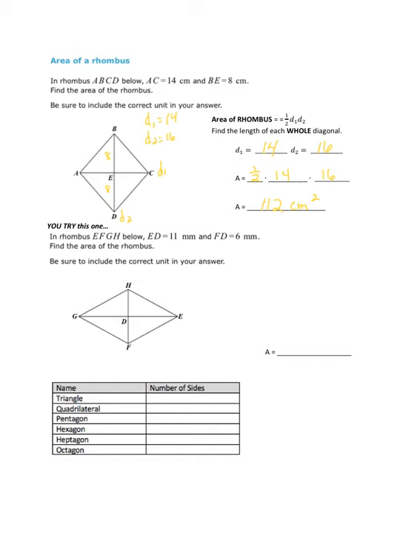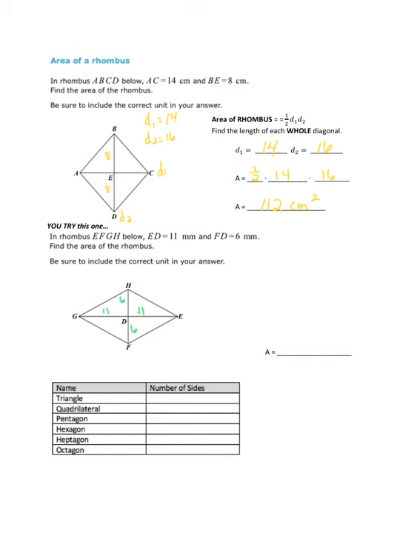ED is 11. FD is 6. Let's make that neater. Sorry, guys. And FD, there we go, is 6. So here's ED and FD. Diagonals bisect each other. That means GD is also 11 and HD is also 6.